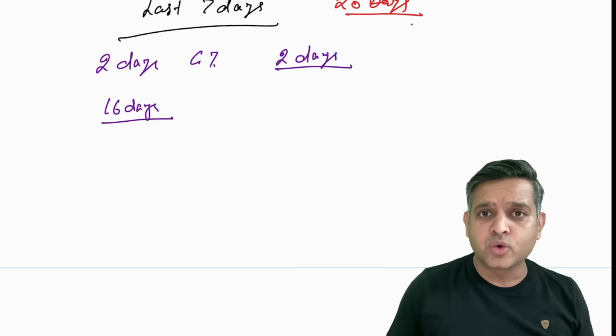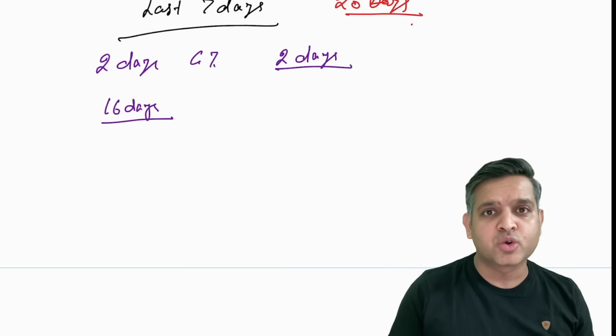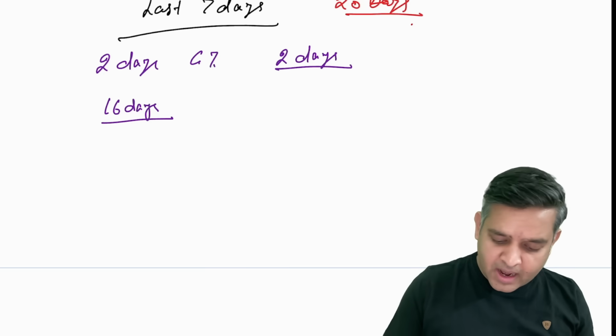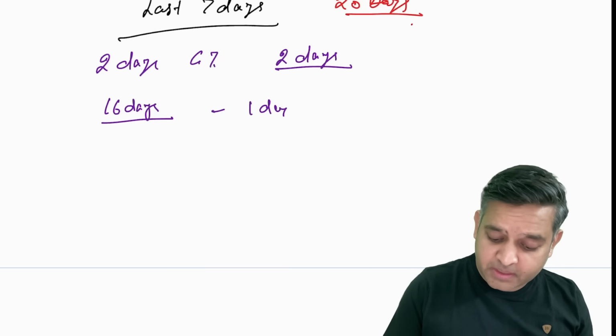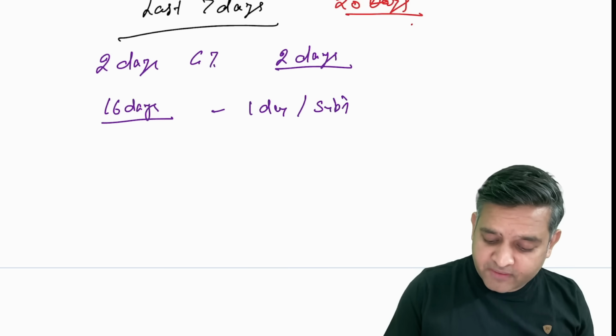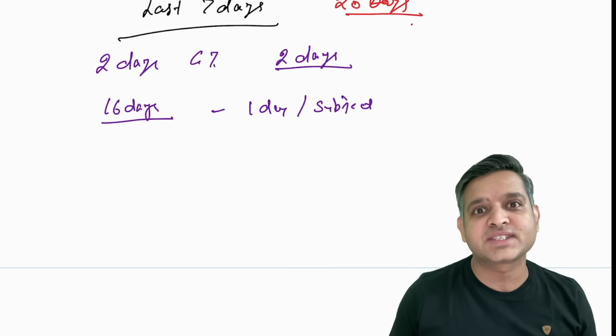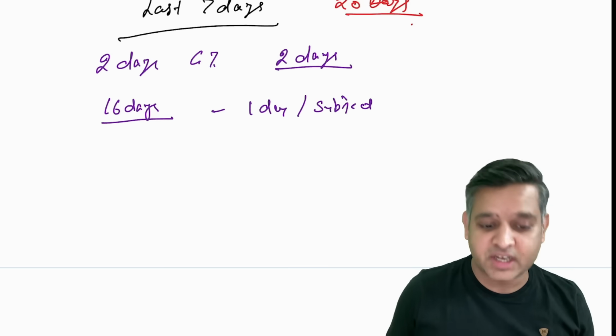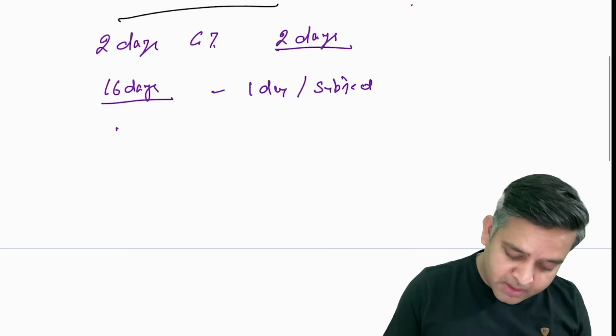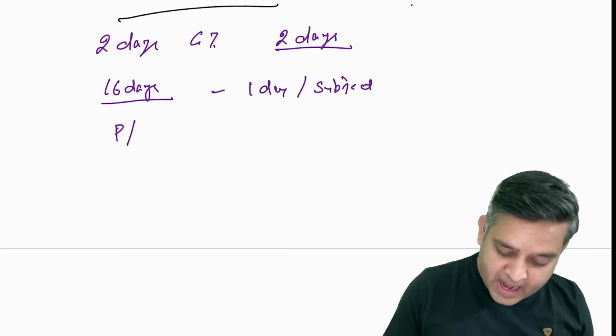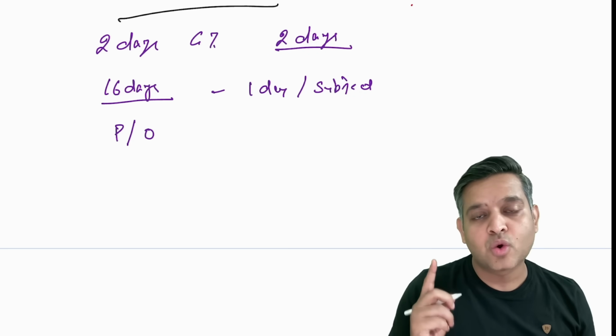So what should I do if I'm starting from tomorrow, that is 19th of May? I will give 1 day to each subject. Now, my problem is if I give 1 day to each subject, I don't have 19 days. I have only 16 days. So what I'm going to do is I'm going to club psychiatry and orthopedics as 1 day.